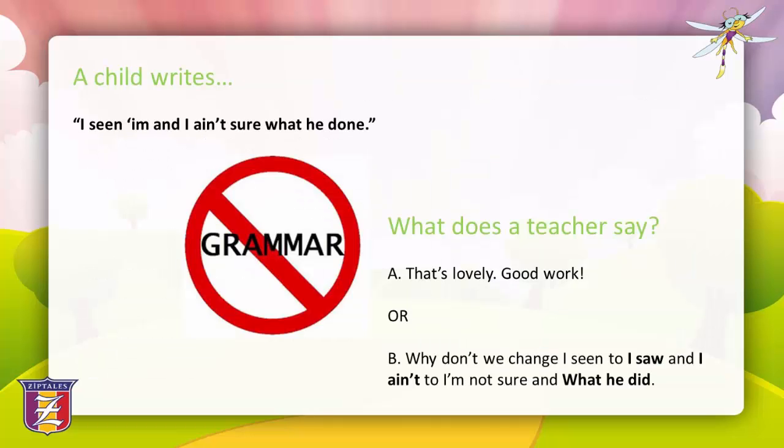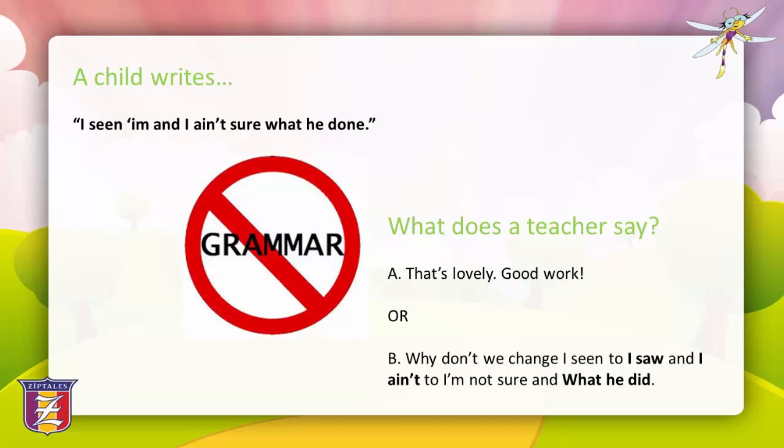Put it this way. A child writes, "I seen him and I ain't sure what he done." What does the teacher say? A, "That's lovely, good work." Or B, "Why don't we change I seen to I saw and I ain't to I'm not sure and what he done to what he did?" Most would take the latter course, B, and gently nudge the child towards standard English.